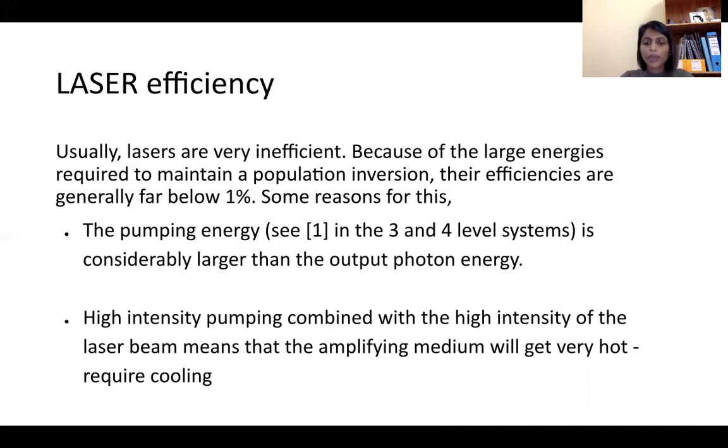High intensity pumping combined with high intensity of the laser beam means that the amplifying medium will get very hot, and it requires cooling. Very hot means you are losing energy thermally, and it will require some sort of cooling mechanism. So this requires a lot of energy, even though the output energy is lower compared to the input and other cooling energy.